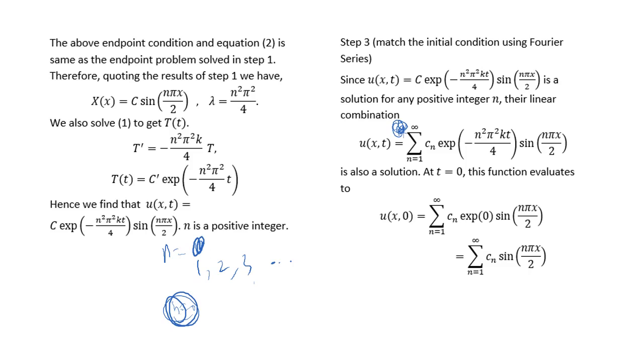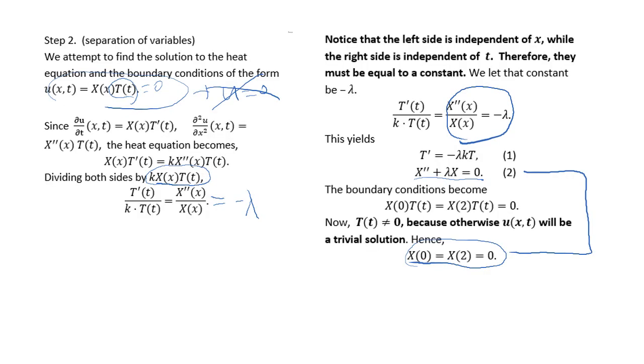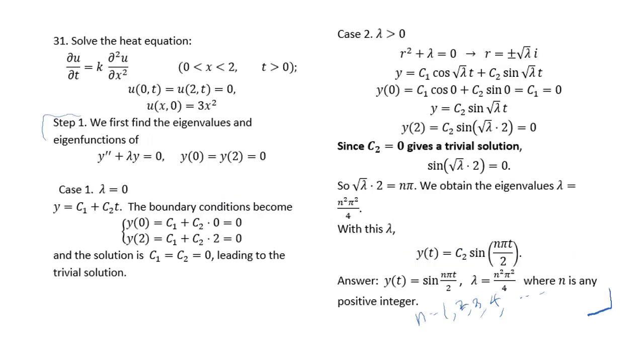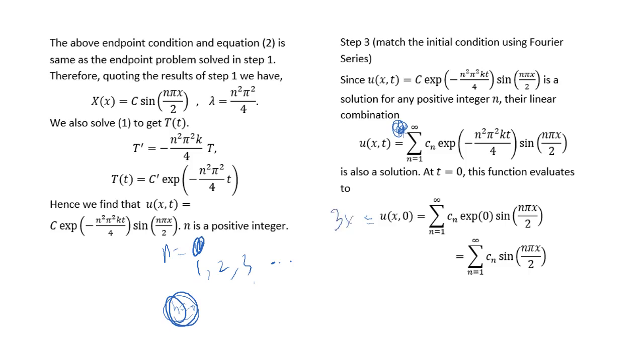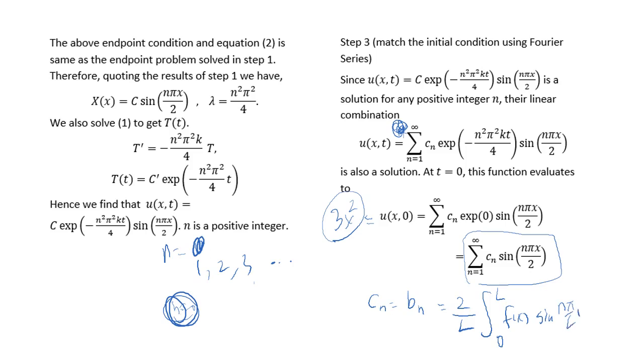Okay, now we use the fact that u(x,0) is given. It was 3x squared, I believe. What was it? 3x squared, right? So this is 3x squared, and if you plug in 0 here, e to the 0th power is 1, so we end up with this equal to this, which means we're looking for the Fourier sine series of this function, okay? With cn's actually being the same as the bn, whose formula in the Fourier sine series is 2 over L, integral from 0 to L, the function f(x) times sine of n pi over L times x dx.